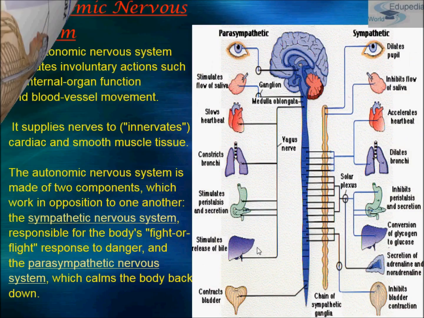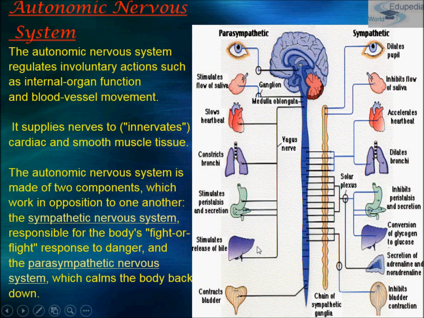Now, as I said, the autonomic nervous system regulates involuntary actions such as internal organ function and blood vessel movement. It supplies nerves to cardiac and smooth muscle tissue. Your autonomic nervous system is again made up of two components. They work in opposition to one another. That means if one is stimulating the flow of saliva in the human body, then the other will inhibit the flow of saliva in the body.